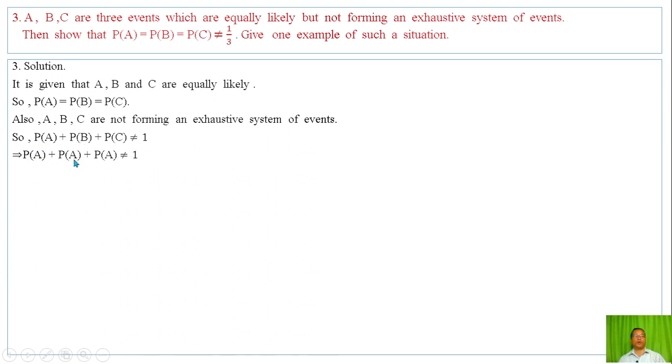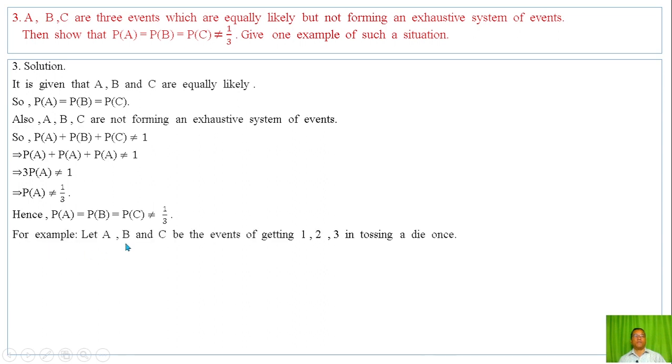Then P of A is not 1 by 3. Hence, P of A, P of B, P of C are equal, but not equal to 1 by 3.